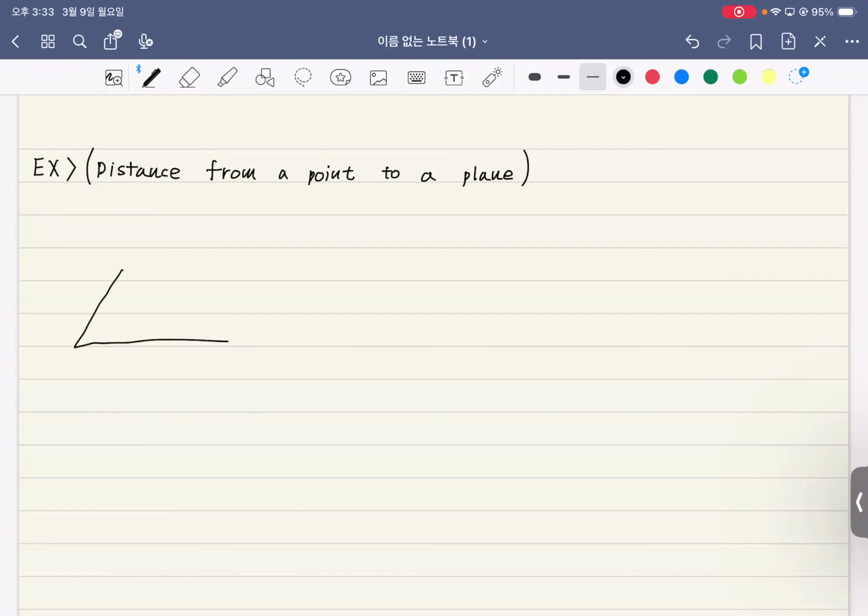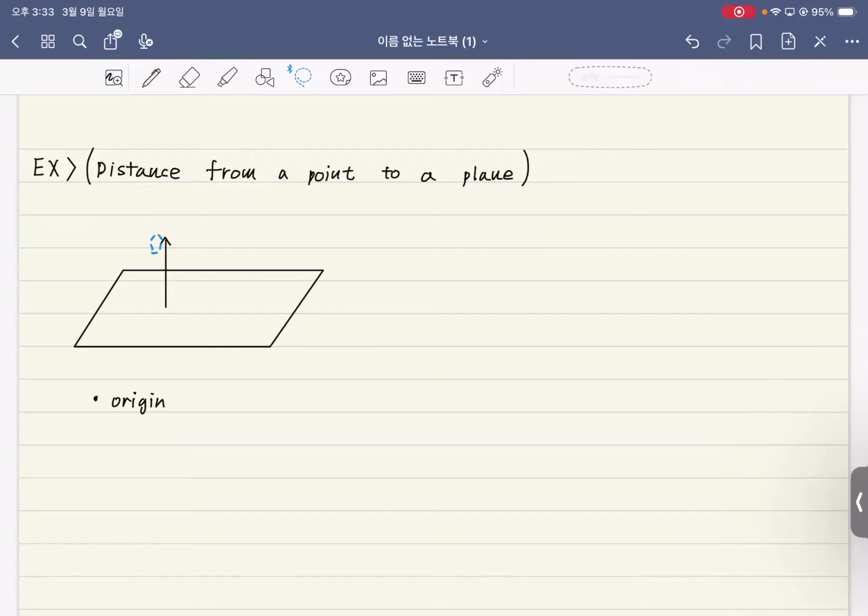Okay, so we consider this. This is a two-dimensional plane in R3, and this is the origin. And this is a normal vector, which is orthogonal to the plane. And I have a point, which I will call P, and this point P is considered as a point which is outside of this plane.